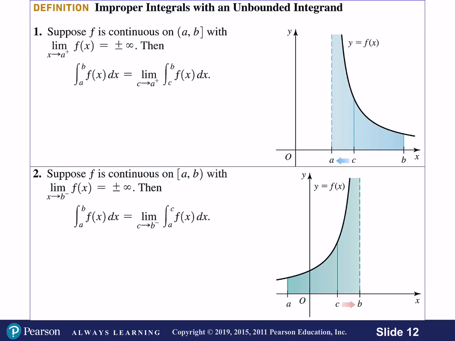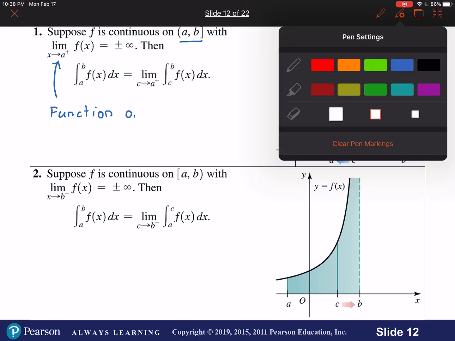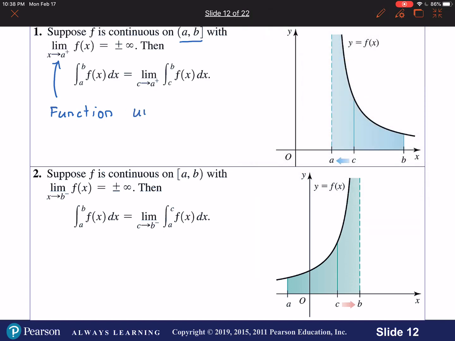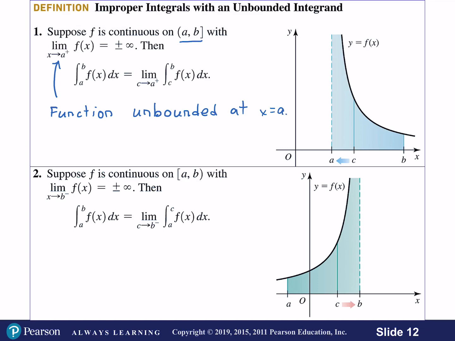All right, so let's generalize this. Here's how we do this in general. Suppose that f is continuous on a to b, but the limit as x approaches a from the right of f of x is equal to plus or minus infinity, so it explodes at a. What this essentially means is that our function is unbounded at x equals a. If that is the case, then this integral from a to b of f of x dx should be written as the limit as c approaches a from the right of the integral from c to b of f of x dx.